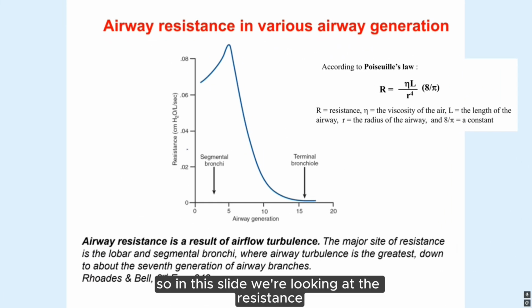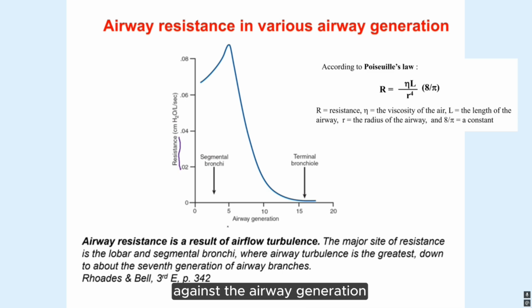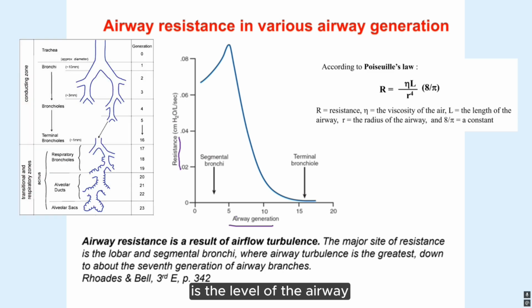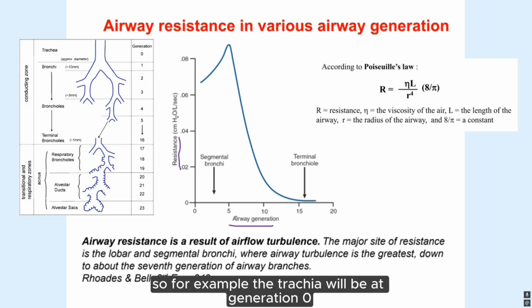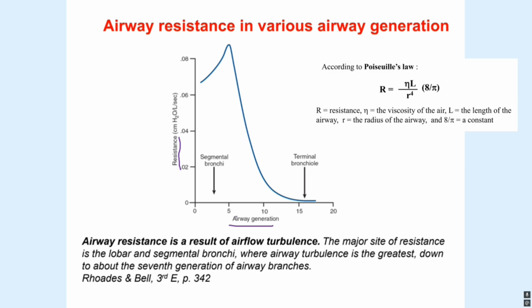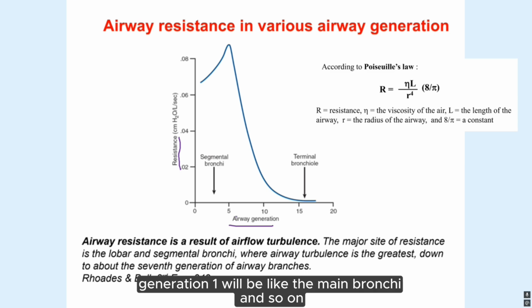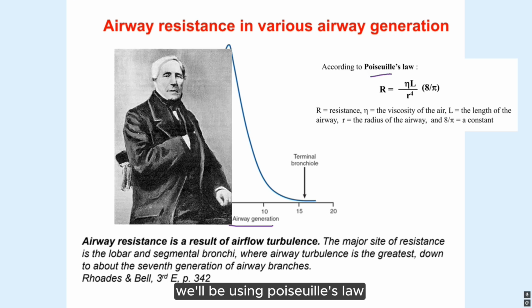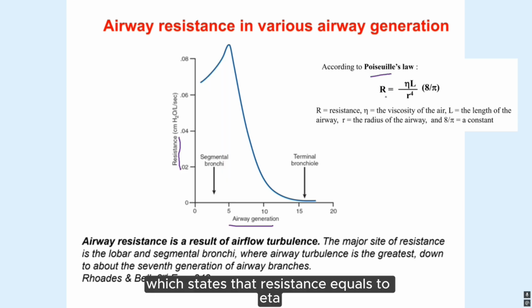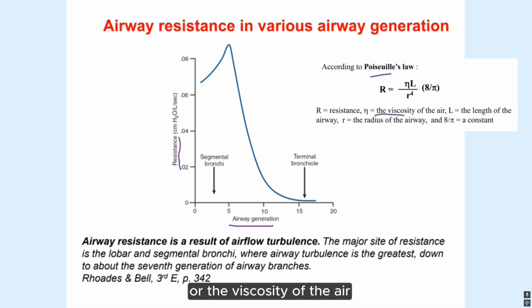So, in this slide, we're looking at resistance against the airway generation. What I mean by airway generation is the level of the airway. So, for example, the trachea will be at generation 0, generation 1 will be like the main bronchi, and so on. And because we're looking at resistance here and not pressure, instead of using Laplace's law, we'll be using Poiseuille's law, which states that resistance equals eta, or the viscosity of the air, multiplied by the length over the radius to the fourth power.